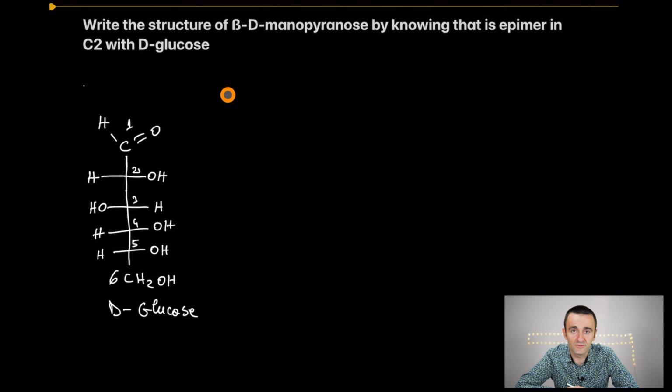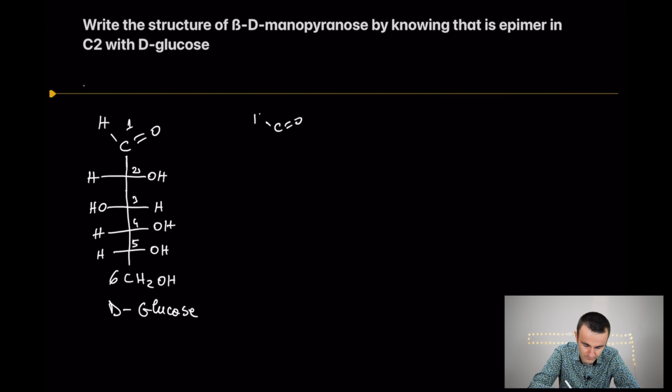This example was requested by one of my students. Write the structure of beta-D-mannopyranose by knowing that it is an epimer at C2 with D-glucose. Now, what does epimer mean first? Epimer means that it changed only at that carbon. So in this case, C2 is this carbon here. Only here, because this is D-glucose, only here is the change. Okay, so this group has to move here, and this hydrogen is going to move here. So let's draw D-mannose first.